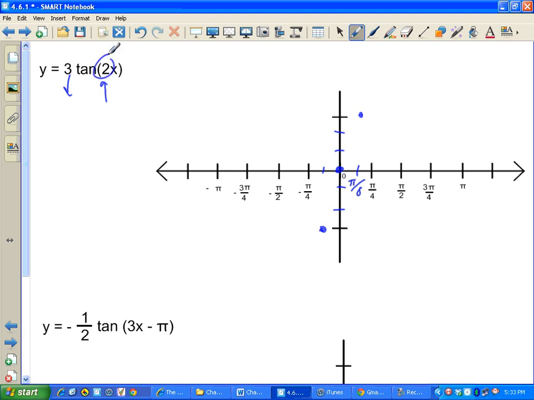Okay, and my period now is half as much, so my period is just pi over 2. The regular period is pi. I'm halving that. So from my start point, I'm going to go half of my period to the left. So half of pi over 2 is pi over 4. That's where one asymptote will be. I'm going to go the other half of my period over the other way. And that's where my other asymptote would be.